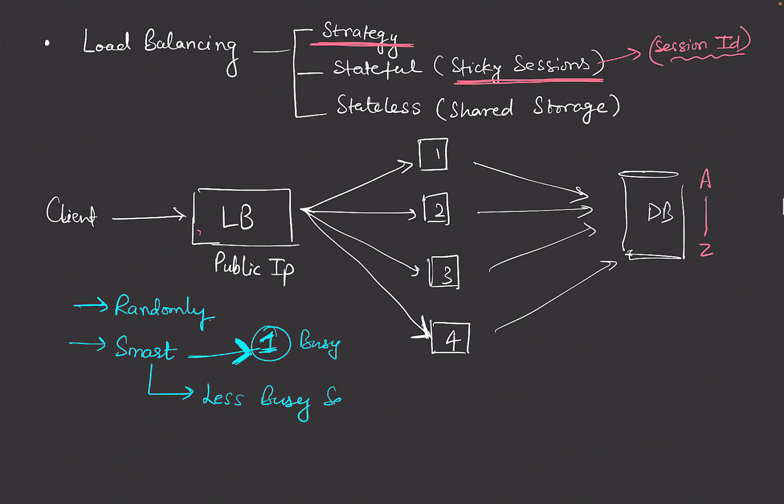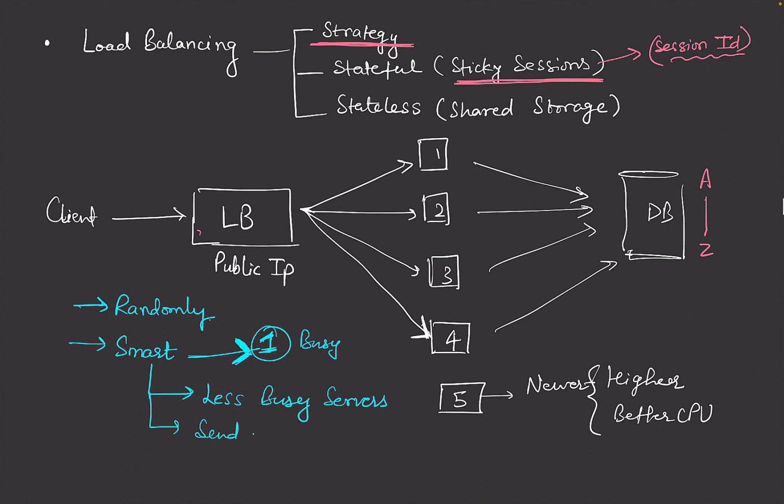Or let's say you added a new server to the system because load was increasing, and this server is a newer server and it has higher capacity, or it has a better CPU, it is more powerful basically. You can give that information to the load balancer, and then the load balancer can smartly send more requests to a more powerful server.